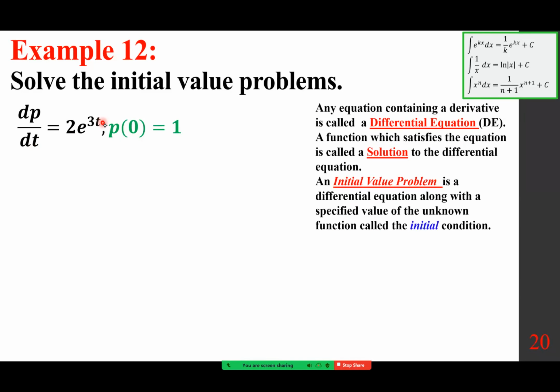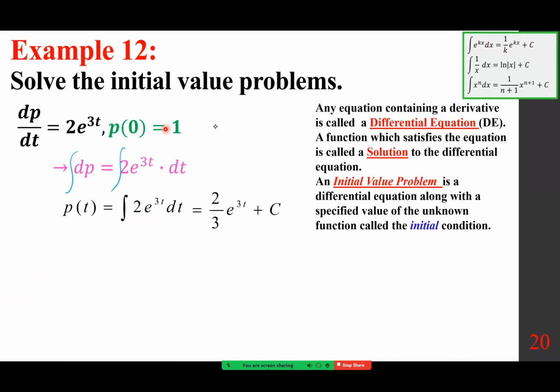I'm going to put the dt to the other side, and we're going to integrate both sides. And the left side becomes p of t. We are going to divide by 3. So we get 2/3 e to the power of 3t plus c. Now, if we didn't have this condition, we would be done. But that condition means the following pair, 0, 1.